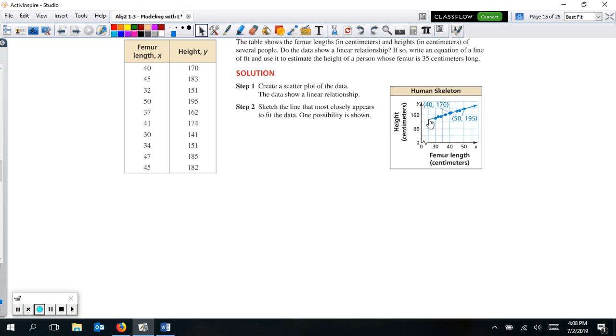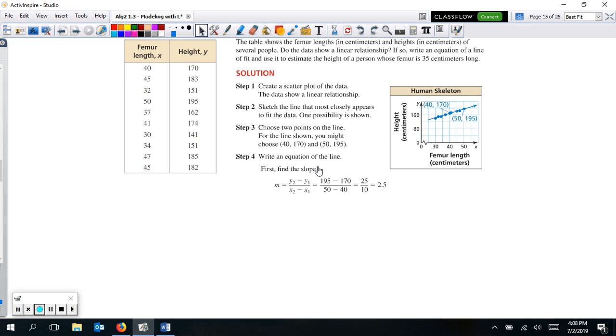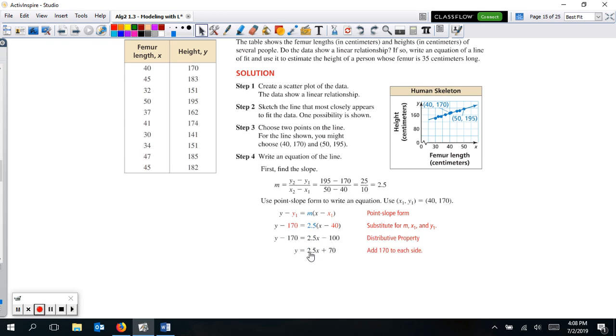That's step number 2, is you're going to sketch the line that closely appears to model this data. And then pick a couple points that would be on that line. As you can see, they picked a couple points there. And so from those 2 points, they're just going to write their equation of a line. First they find the slope, and then they use that. They use the point slope one on this one. They plugged it in, and they eventually converted it back down to the slope-intercept, y equals mx plus b equation. And so that's what they're doing on that. The last question does say, let's see, what did it say? Estimate the height of a person whose femur is 35 centimeters long.